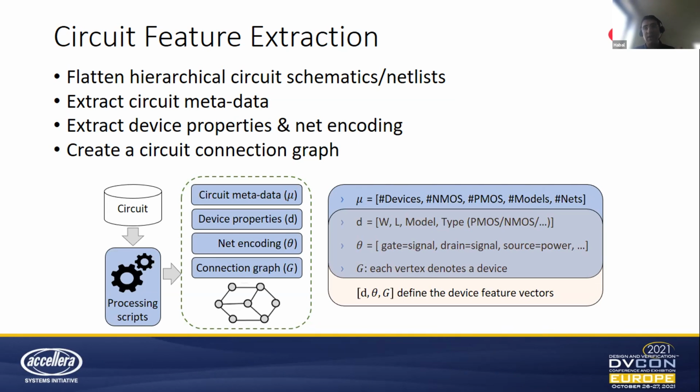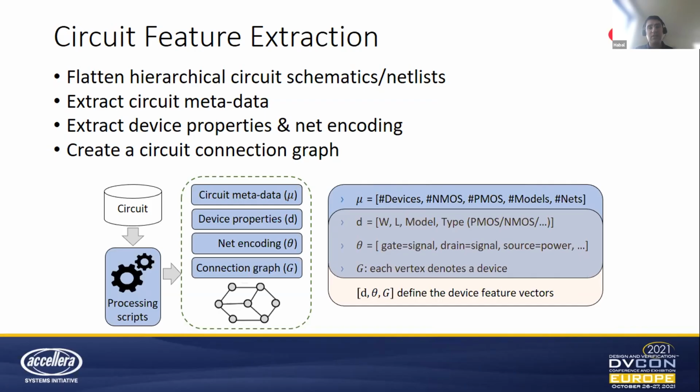Then for each device in the circuit, we extract some device properties, which include, for example, for a MOSFET device, the channel width, the channel length, the device width, the model name, and the device category or type. All of this information, at least the values that are categories, for these we always use a one-hot encoding, to convert from a label to a number that we can put in a vector.